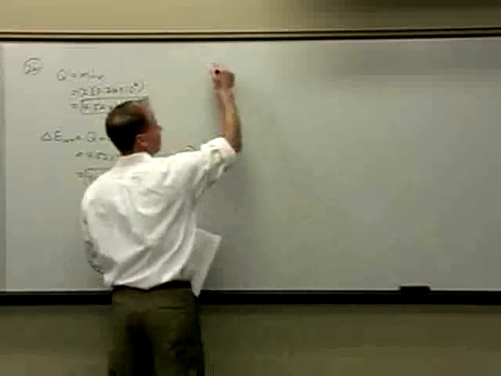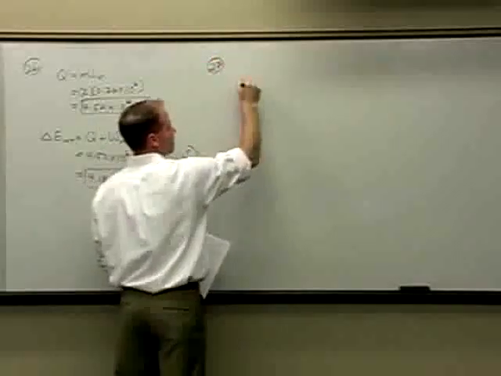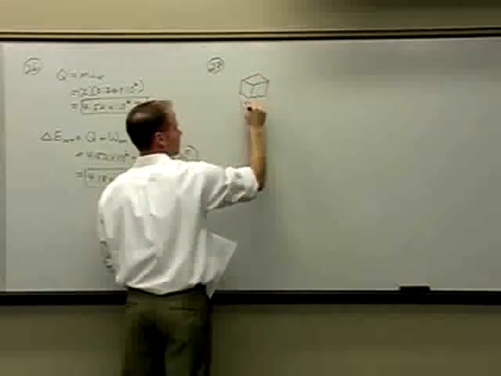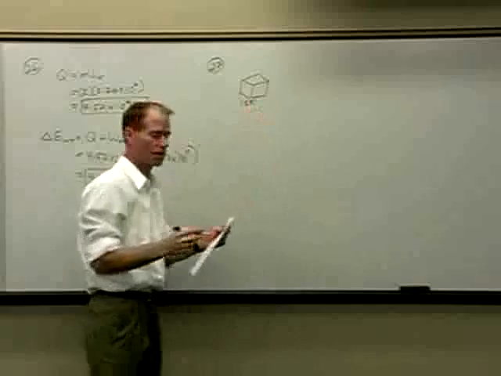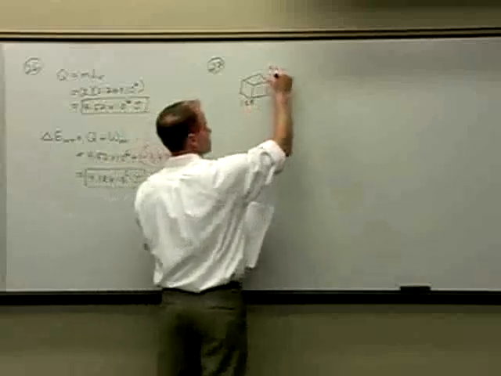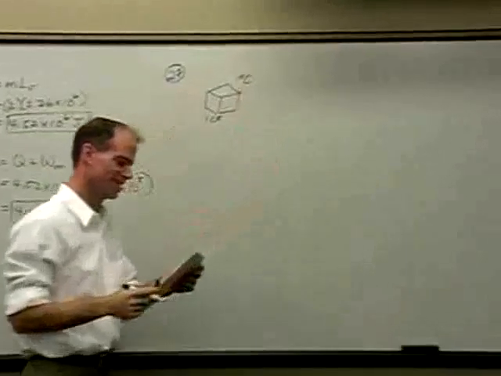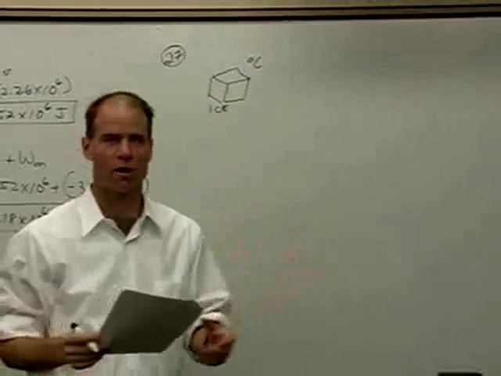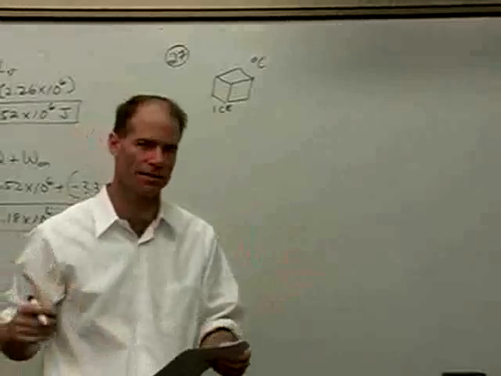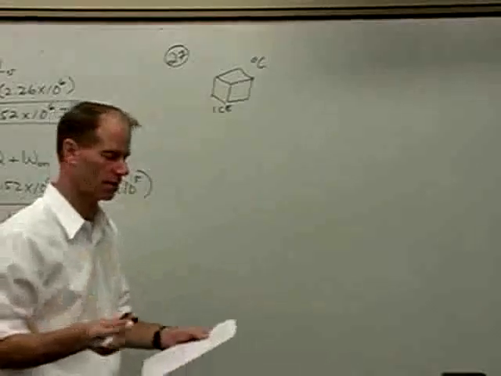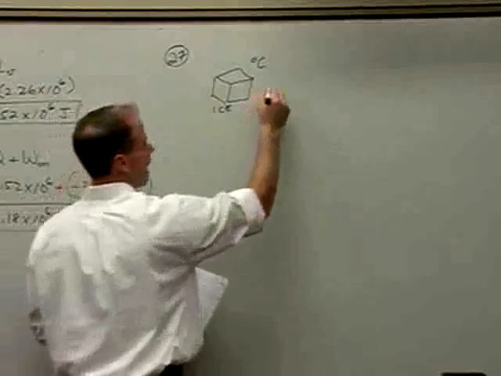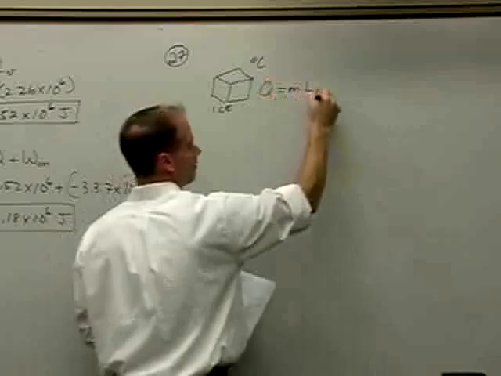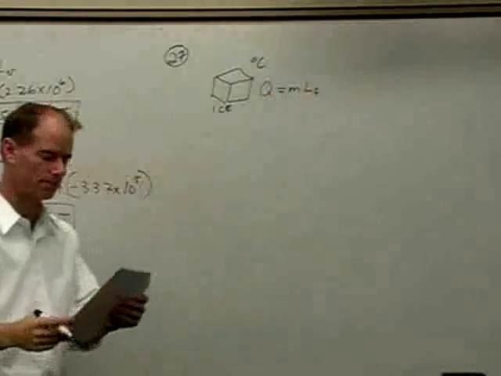Well, we're going to start with some ice, and it's at 0 degrees centigrade. We need to first convert this ice into water. So that's going to require some amount of heat. We're going to have to go through a phase change between the solid and the liquid. And so that heat for that phase change is the mass times latent heat of fusion for the water.